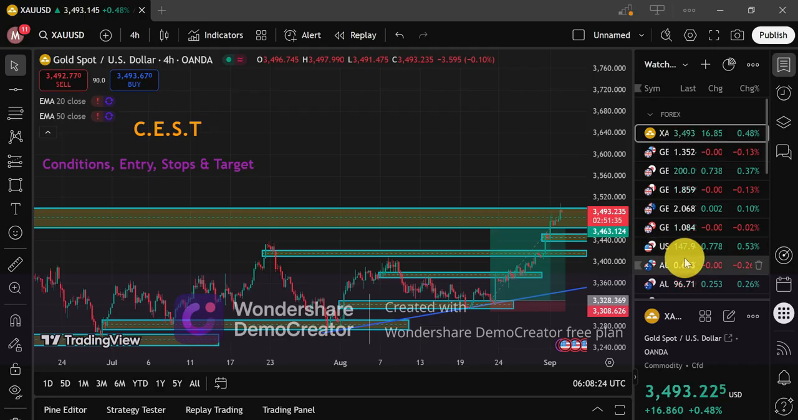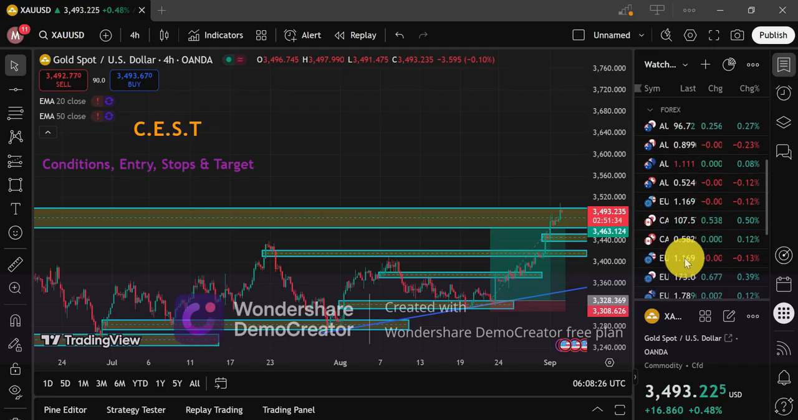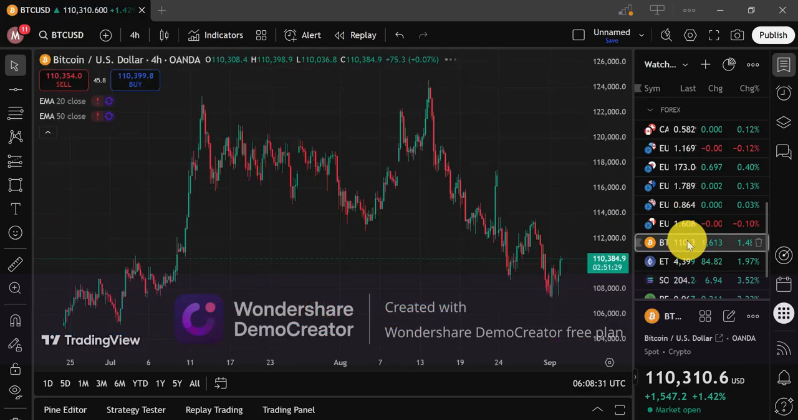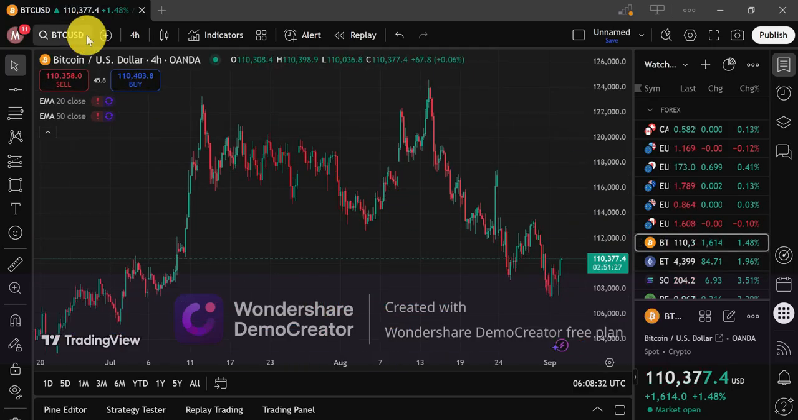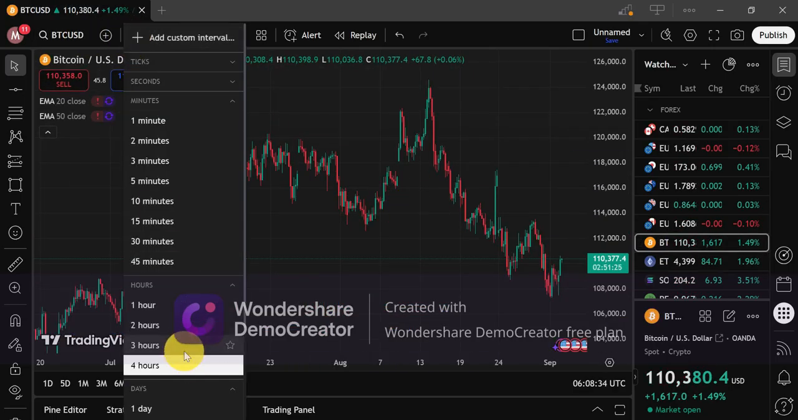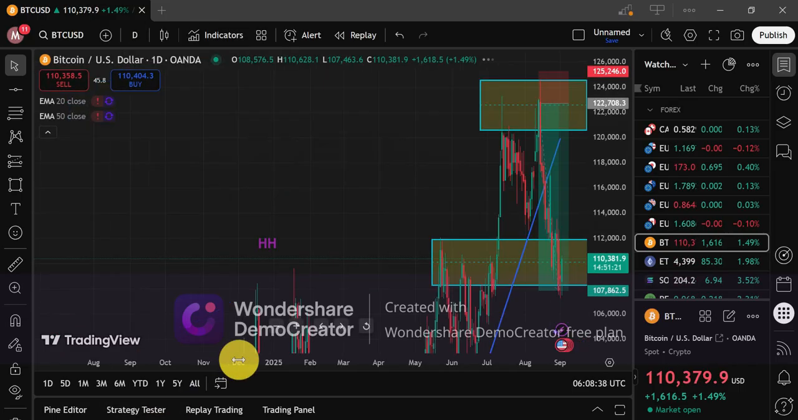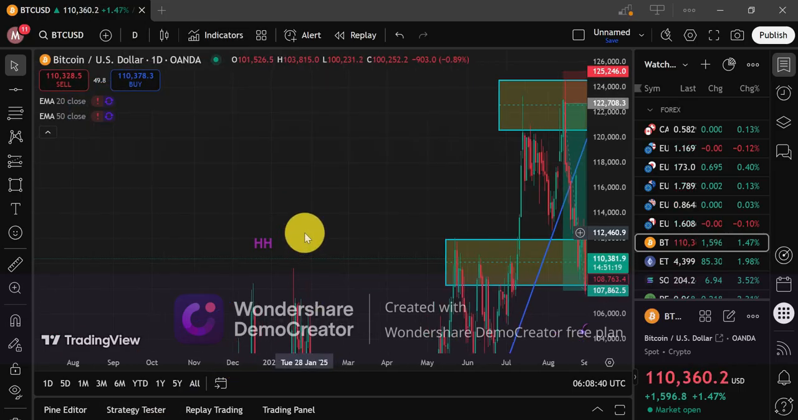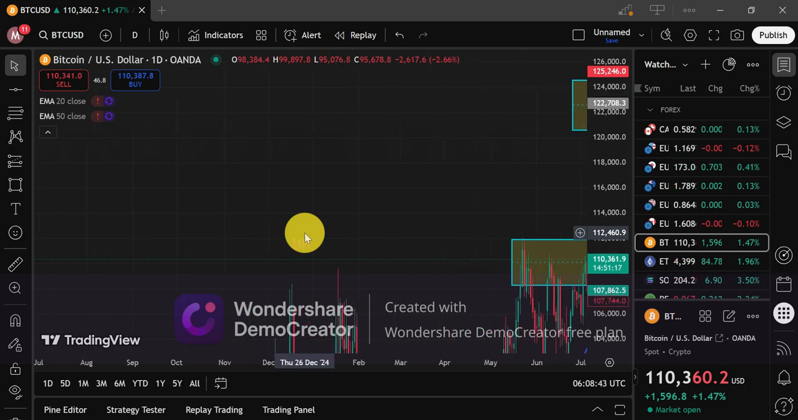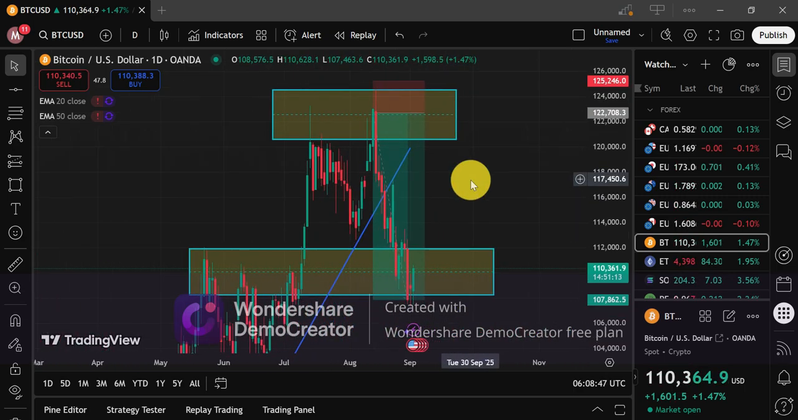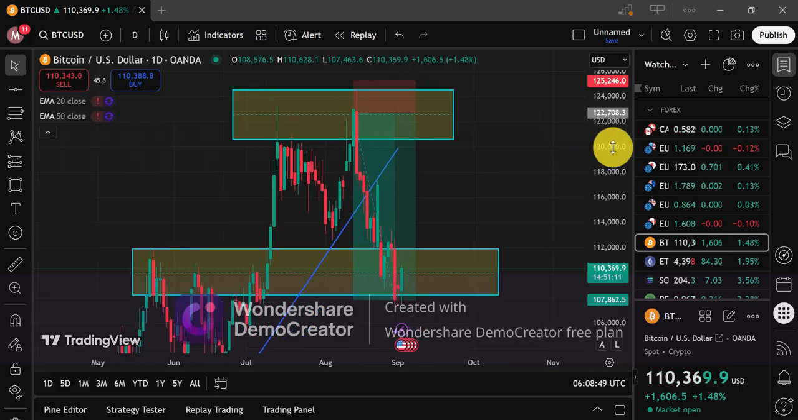All right, using this same approach, I'm going to analyze another pair, which is BTC. Now let's go to the daily time frame. We had a sell on BTC, and this was BTC USD. This was last week as well.